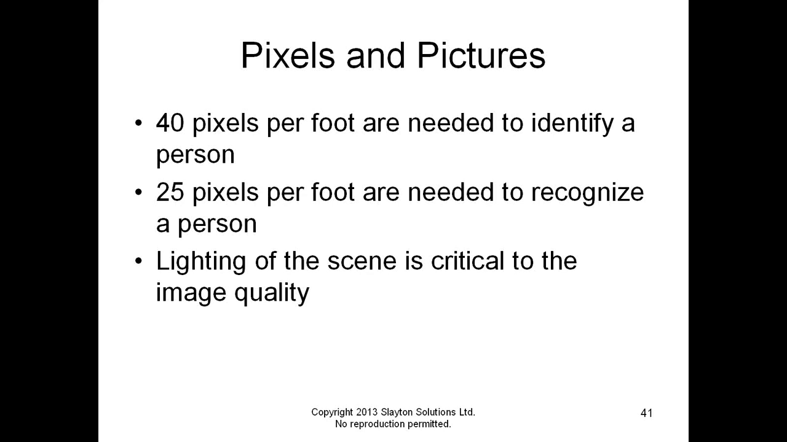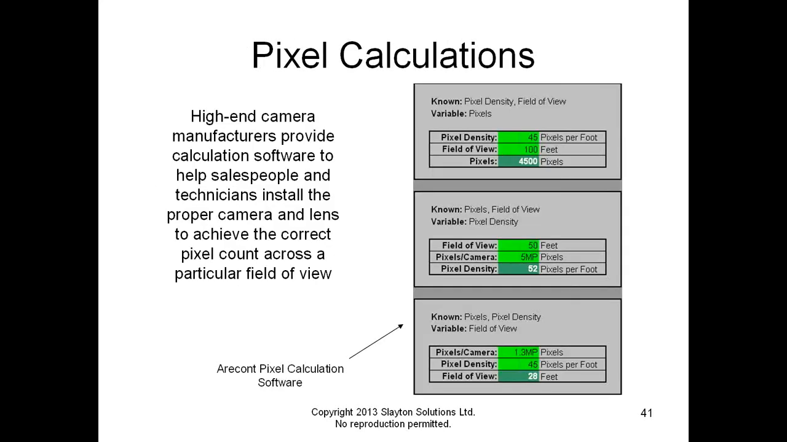And as you know, with any video, be it analog or IP, the lighting of the scene is absolutely critical. Whether you're using infrared lighting at night, whatever you're doing, if the scene is not well lit, the image quality is not going to be good. So that factors in as well to what we're going to get when we look at these pictures.